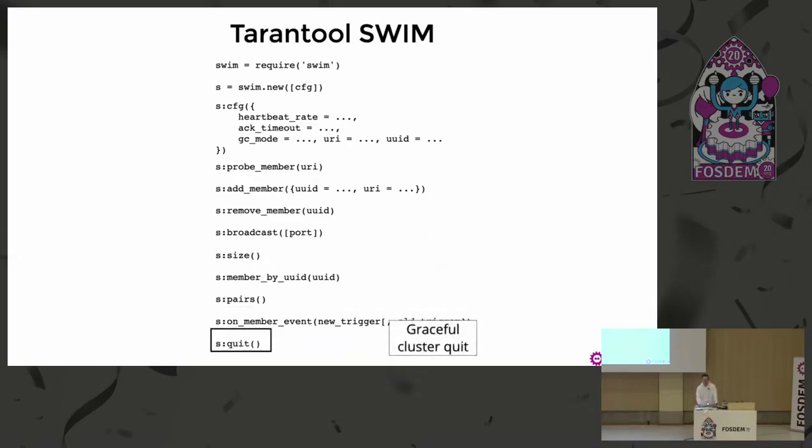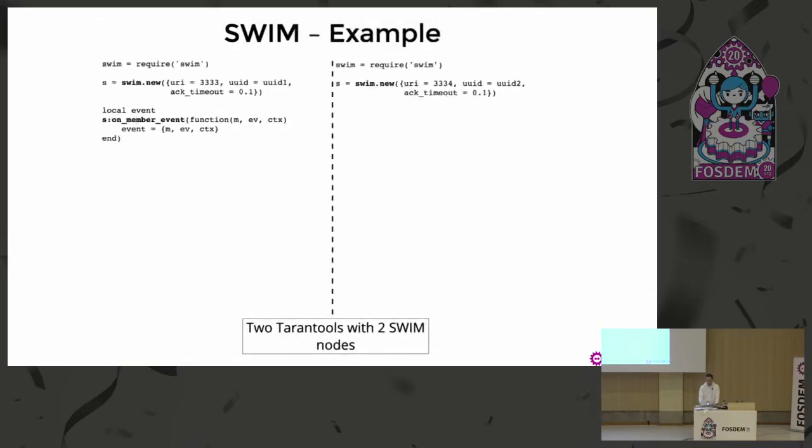And your nodes can voluntarily quit cluster without killing them and making other nodes think that this is dead. So other nodes will learn that this node has left the cluster voluntarily. It's method quit. Here is a short example how SWIM works.